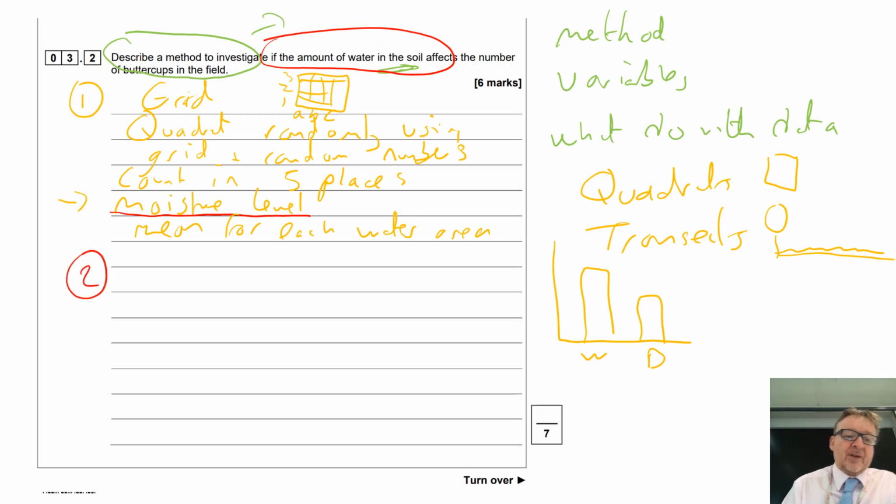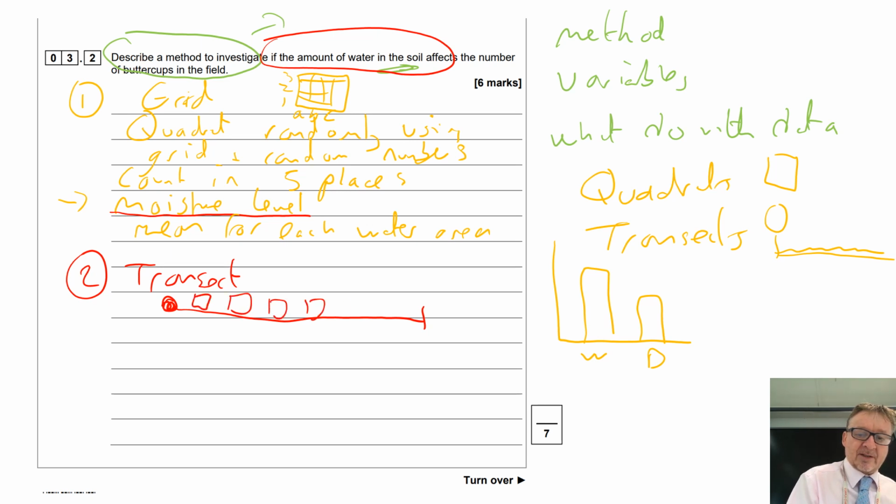Method number two is using your transect. What you could do is make sure that your transect goes through wet and dry areas. And once you've placed your transect, so that is the starting point, you lay your transect out, that is your end point, and then you do your quadrats at even spaces all the way along.